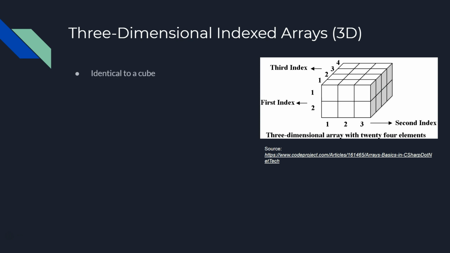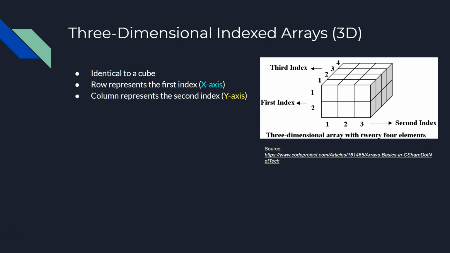Okay, so it is a cube. Think about it. It's identical to a cube. It represents the x, y, and z axes of a coordinate system. So the row represents the x-axis, the column represents the y-axis, and the depth represents the z-axis.